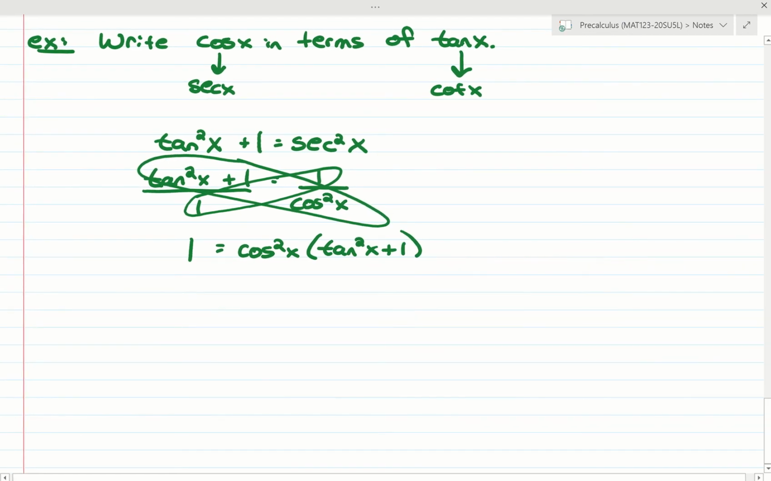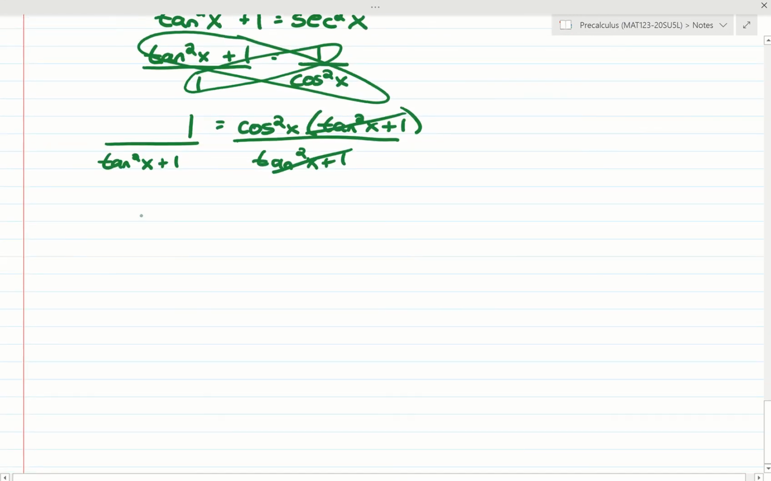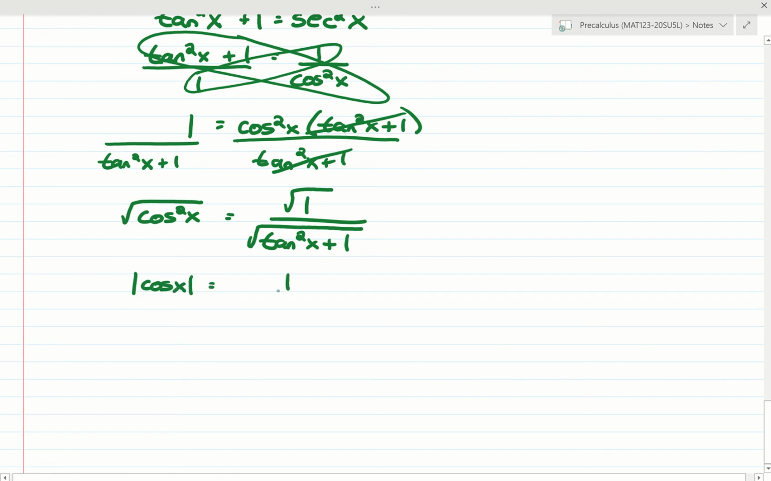Okay, well, remember we want to get cosine by itself, so let's divide by tangent squared of x plus 1. These would cancel. And we get cosine squared of x is equal to 1 over tangent squared of x plus 1. All right, when we go to take the square root here, we take the square root of a fraction, top and bottom, which turns this into absolute value. Square root of 1 is 1.